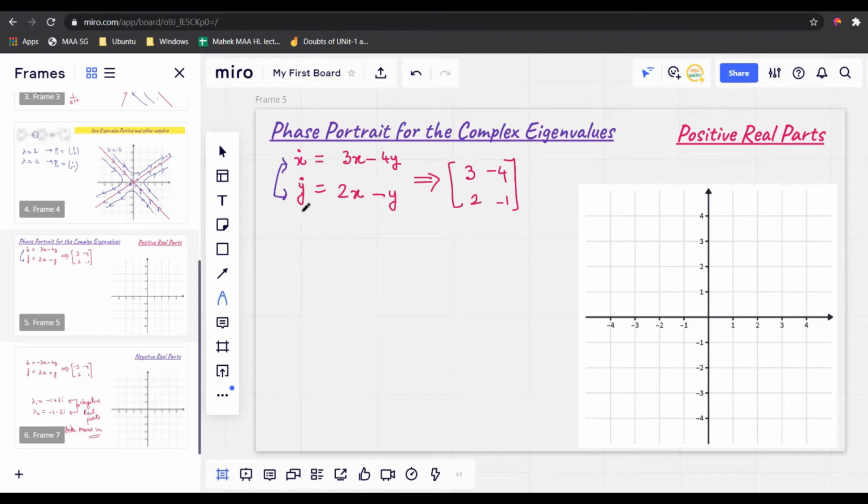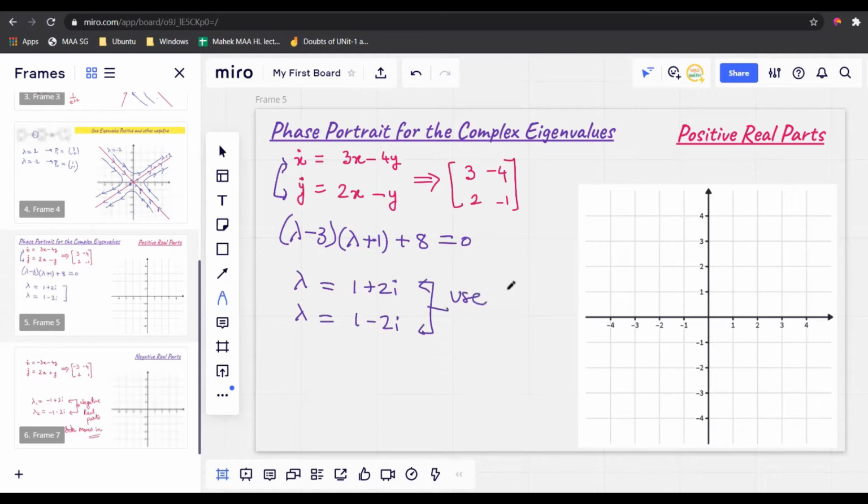If you find the eigenvalues for this, you get (3 minus lambda)(minus 1 minus lambda) plus 8 is equal to 0. So lambda would be, there are two possible answers, 1 plus 2i, and lambda is equal to 1 minus 2i. Use a GDC calculator and get the value. You can see they both have positive real parts, and the imaginary parts are conjugates of each other. Lambda 1 I label it, lambda 2 I label it.